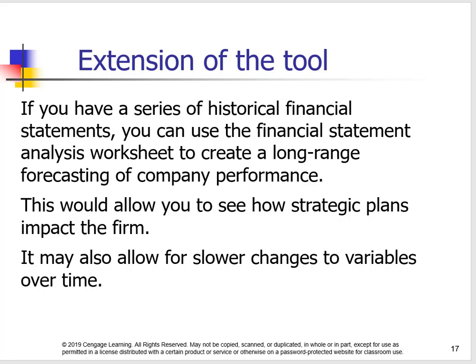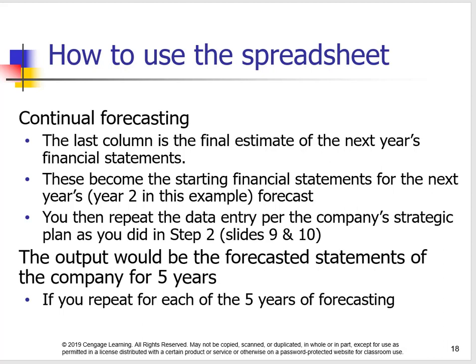So it could allow you to alter the future, right, by making decisions today, but maybe you can make them in smaller changes so that adjustments can be made. We need to obviously look at continual forecasting. So if you think about those iterations that we talked about in the spreadsheet, that last column is the final estimate of the next year's financial statements.